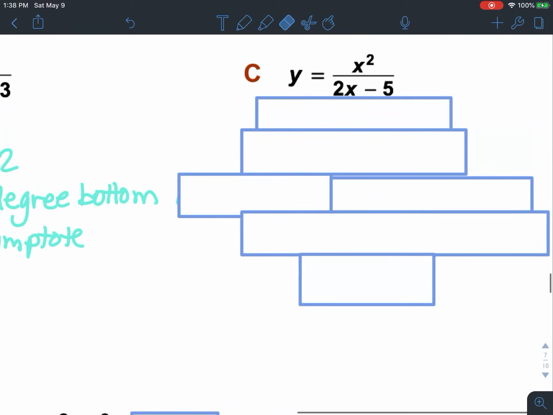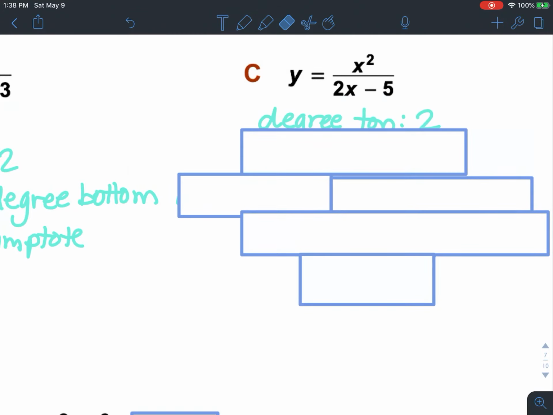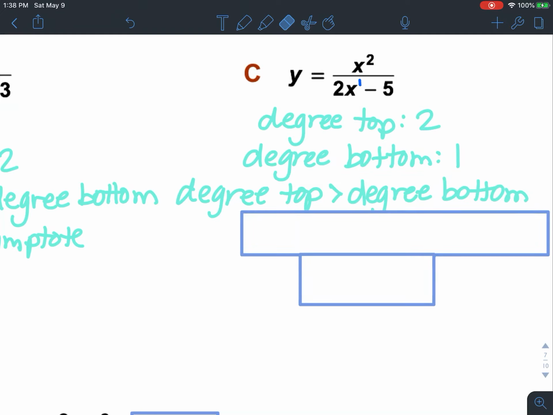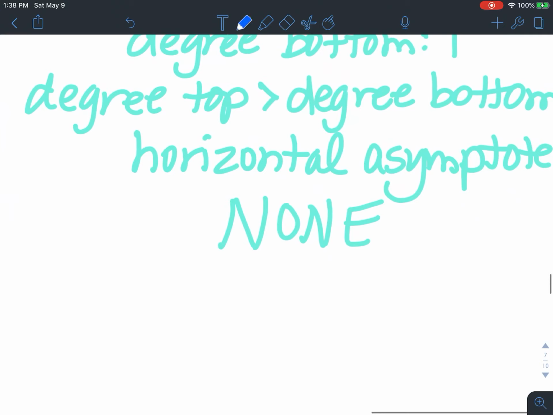Okay, let's come over to this one. The degree of the top is 2. The degree of the bottom is 1. Remember, the degree is about the exponent. And when the degree of the top is greater than the degree on the bottom, there's no horizontal asymptote. What there actually is is what's called an oblique asymptote.